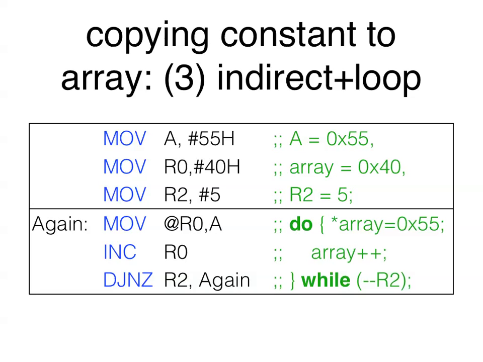So as you can see, you start to see the structure of a C program, right? It's like a for loop, right? You have for, the pointer gets the address, the starting address, and then count, right? Or like a while loop. That's another way to say, because DJNZ actually maps directly to the do while loop, right? Increment, that's like array plus plus, and the assignment is like star array gets the value, right?